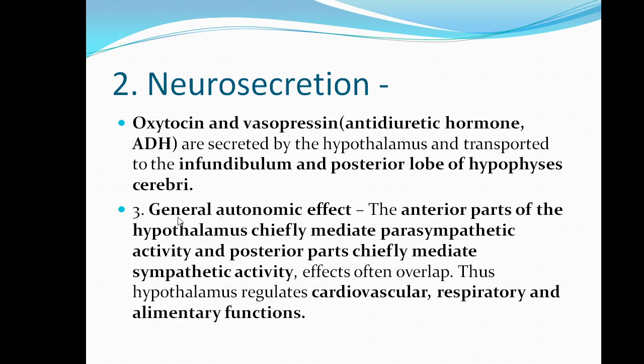It also controls the general autonomic effect, that is the anterior parts of the hypothalamus chiefly mediate parasympathetic activity and posterior parts chiefly mediate the sympathetic activity. The effects often overlap. Thus, the hypothalamus regulates cardiovascular, respiratory, and alimentary functions.